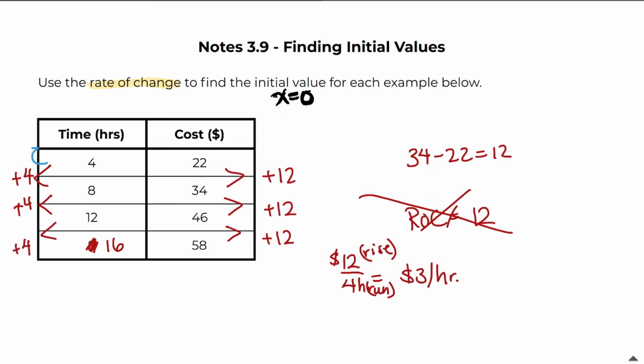So I'm going to subtract 4 from this 4 right here, and that brings me to the 0 that I'm looking for. So I know that at 0 hours, it's 4 less than this 4 that we have here. Well, if this is going up by 12 every time, same thing, I can work backwards and subtract 12. And when I subtract 12, I end up getting 10. So we know that at 0 hours, we will be paying $10. So our initial value here is $10.